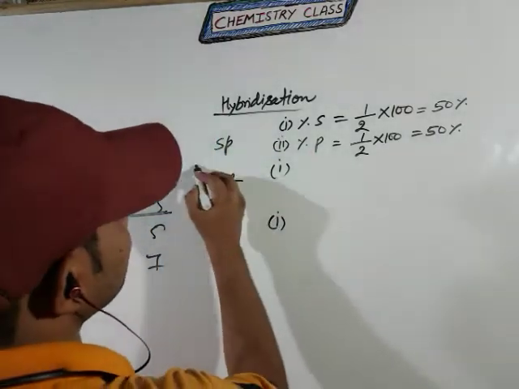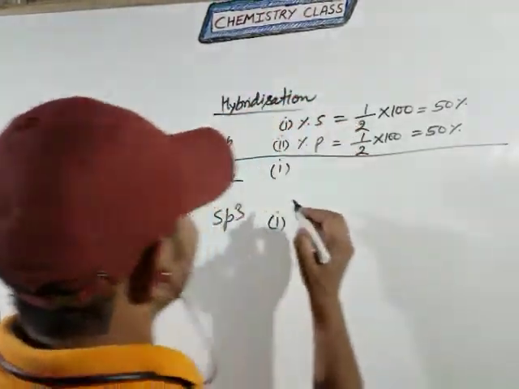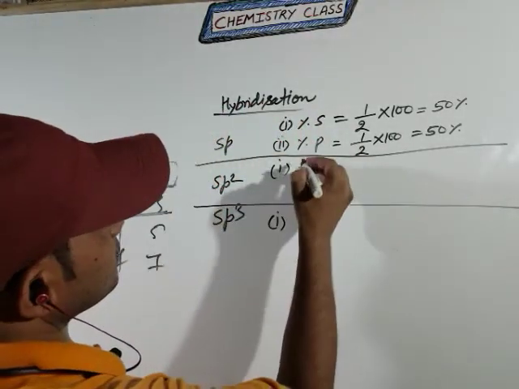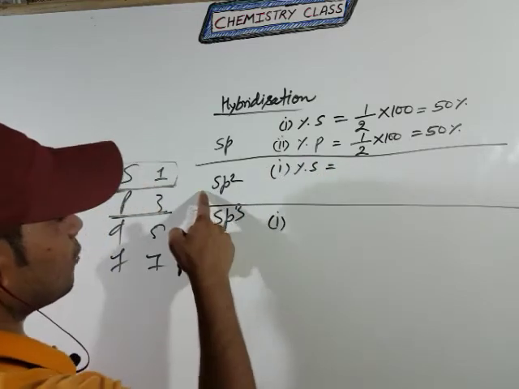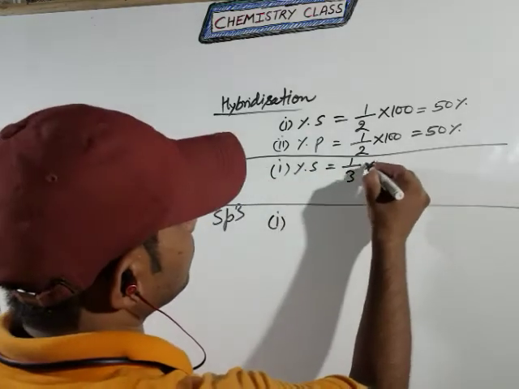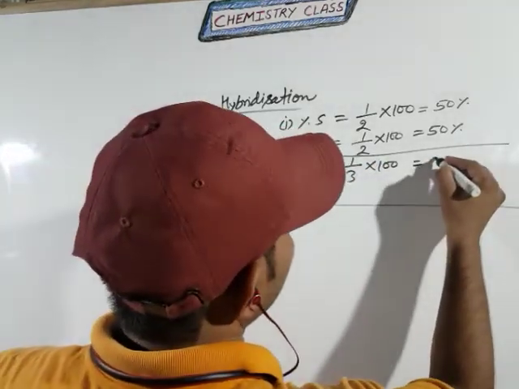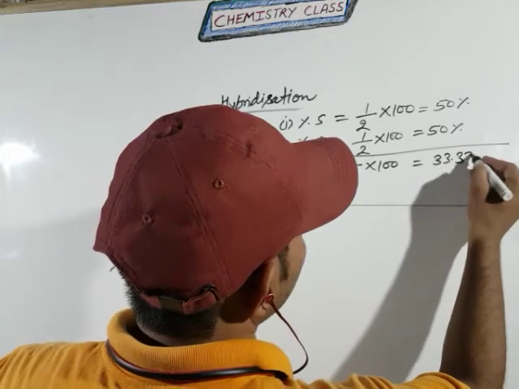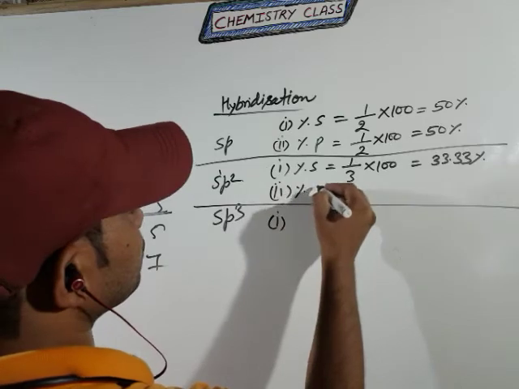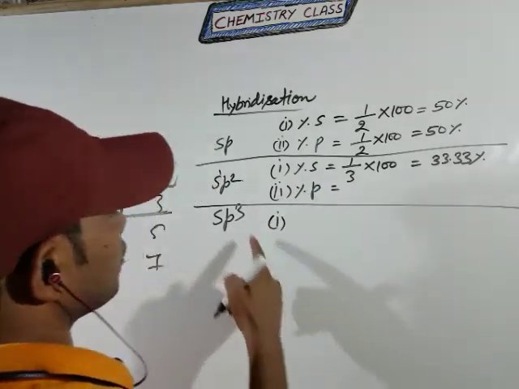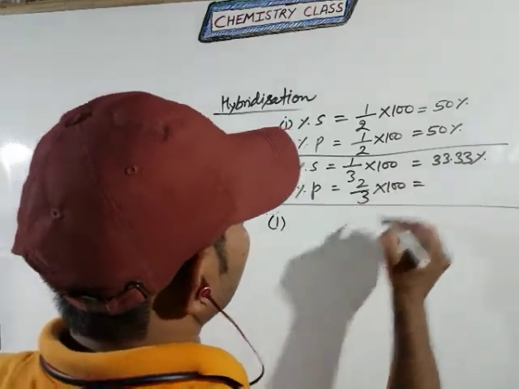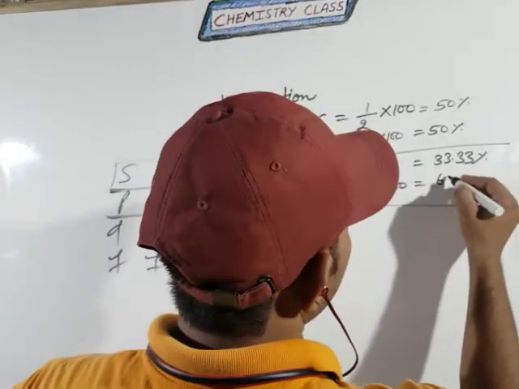For the sp2, this is our sp and this is for sp2. So how much for the S character? How many S orbitals? 1, and the total is 1 and 2, that means 3, into 100. So it will be 33.33%. Now for the percentage of P character, how many are there? 2, and the total is 3, into 100. So it will be 66.66%.